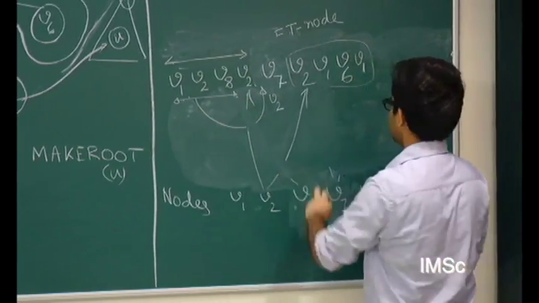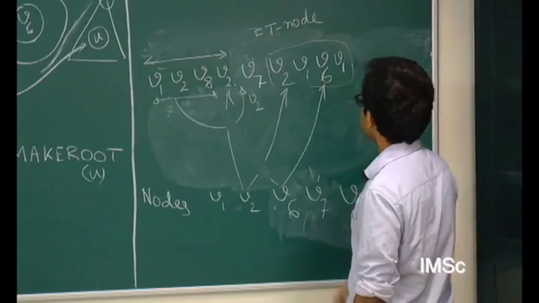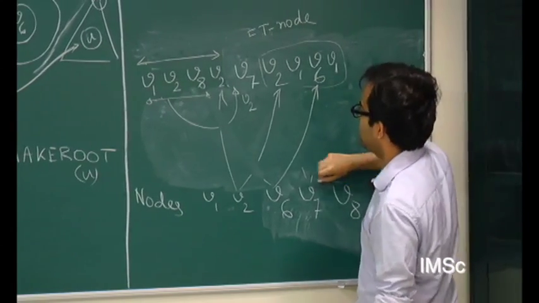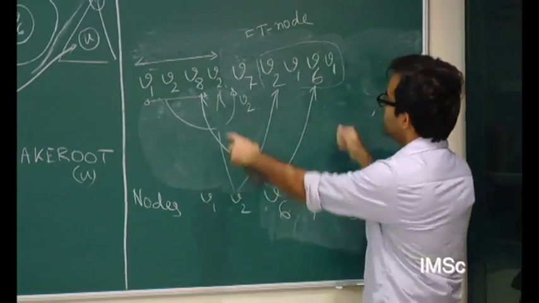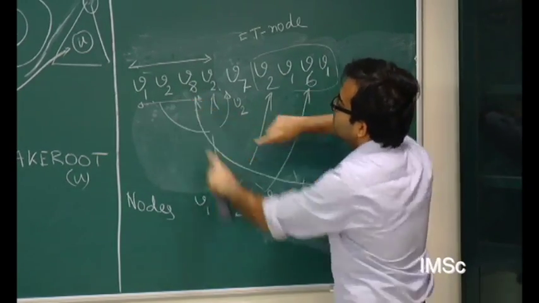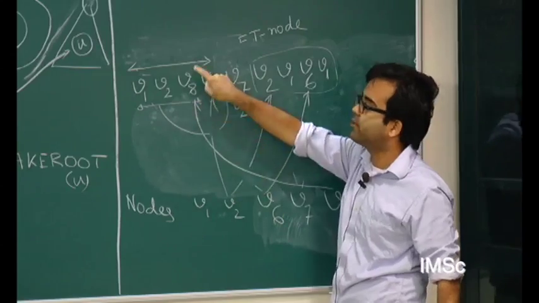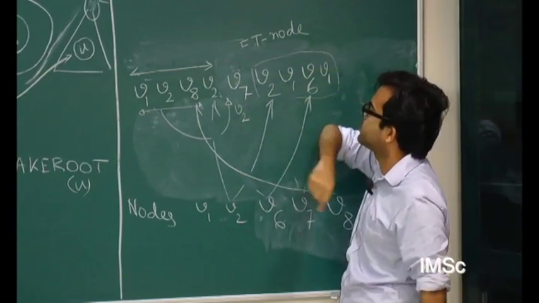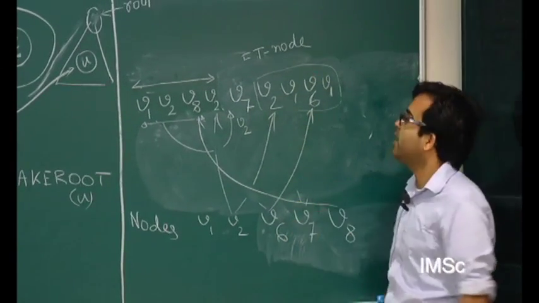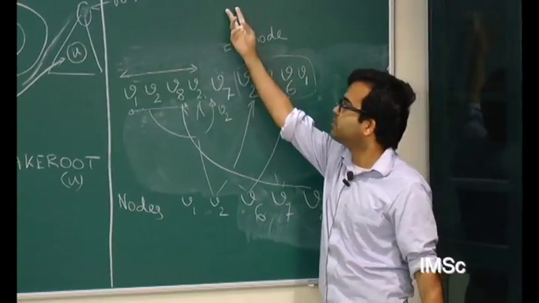Sorry, this does not make sense. So, from V6 you go to the ET node here, from V8 you follow this pointer, go to the ET node here. Now, in this search tree, you just find the root. What is the root of this search tree containing V8? What is the root containing this search tree V6? Since this is height log n, you can find the roots in log n time and check if the two roots are equal.